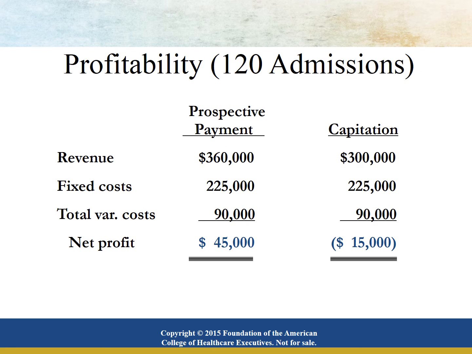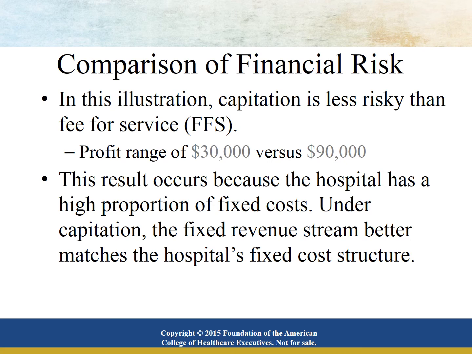What if we have 120 admissions? Well, under a prospective payment system, we do fantastic. Our revenue now drives up, our variable costs go up minimally, and we end up with a net profit. Under capitation, we lose $15,000 because our revenue didn't go up, but our volume and utilization did. So, capitation is less risky than fee-for-service. You've got a profit range of $30,000 versus $90,000.